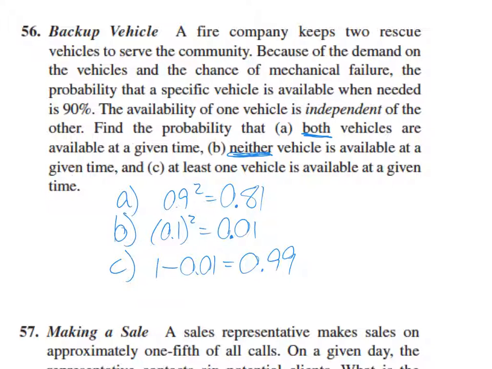Wait, why don't we do the... How did you do it? I did the 2 choose 1 times 0.9 times 0.1. Yeah. Okay, that works, because here we want one to be available and one not to be available. And then there's two different ways that could happen with the two different vehicles.